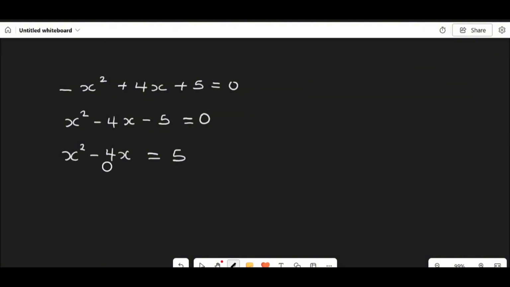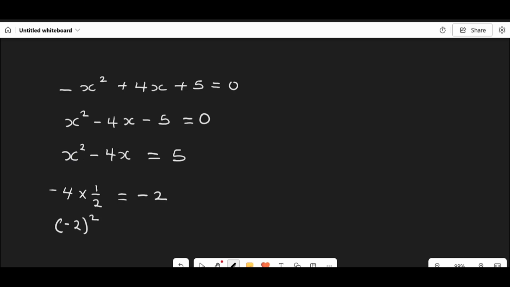Now, our x coefficient is minus 4. Take the half of minus 4. And the half of minus 4 will be minus 4 multiplied by 1 over 2, which will give us minus 2. Square it. So we can say minus 2 square. Add minus 2 square to both sides.